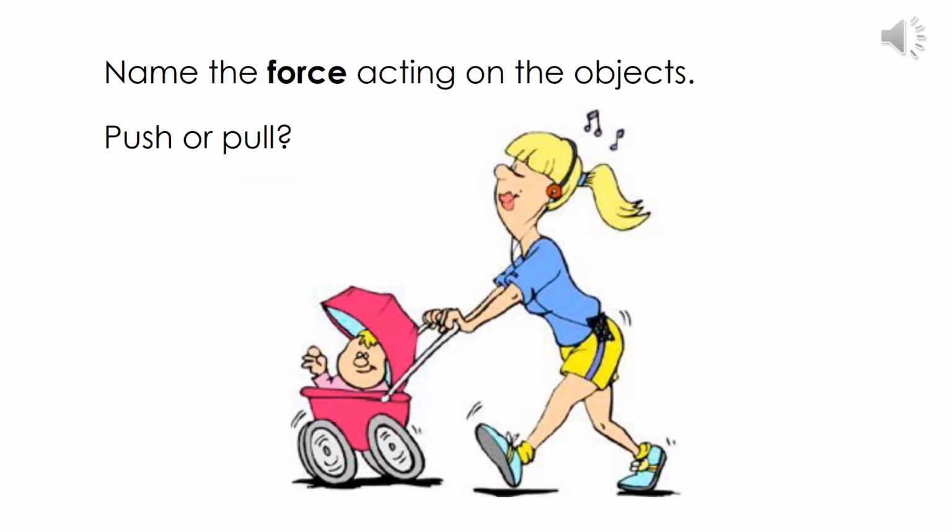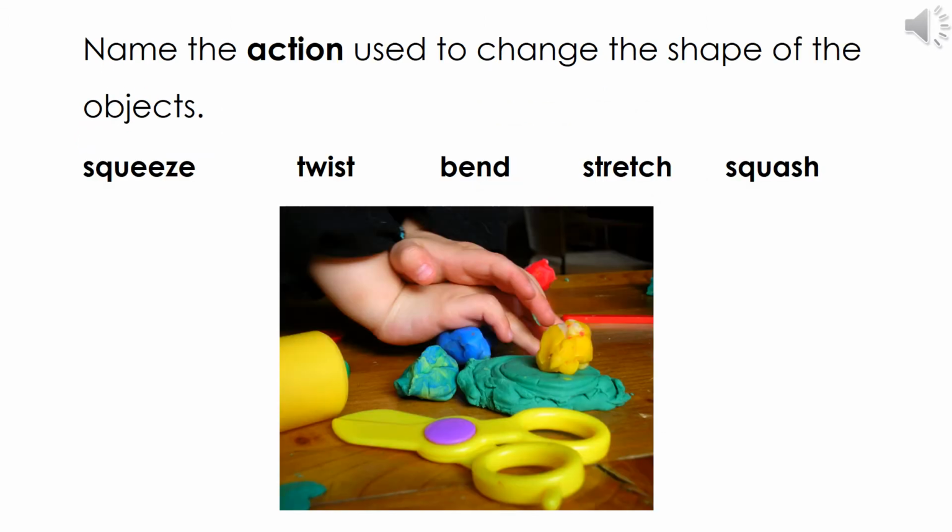And what is this lady doing with the stroller? She is giving it a push to make it move forward. Name the action used to change the shape of the objects. Are they a squeeze, twist, bend, stretch, or squash? Let's have a look at the plasticine. You can see it's going in one direction, so it is a squash.